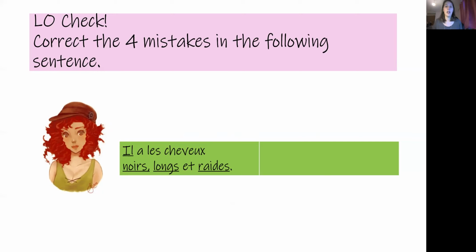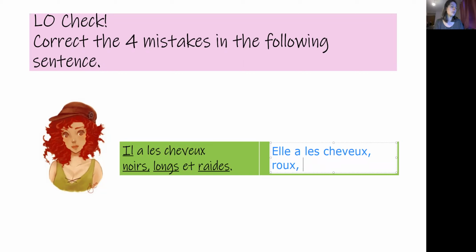Right, so it should be, I haven't written on, so I'll type it out for you. It should be Elle a les cheveux. Okay, so Elle because it's a girl. Noir, well, her hair isn't black, is it? It's roux. Okay, it's red. Is it long? No, it's short. So it will be court. Et, and then red means straight. Well, it's not straight. So you could have put plissé, or you could have put bouclé, okay, if you wanted as well. Right, one of those 2 would have been fine. Right, so check that and then move on.